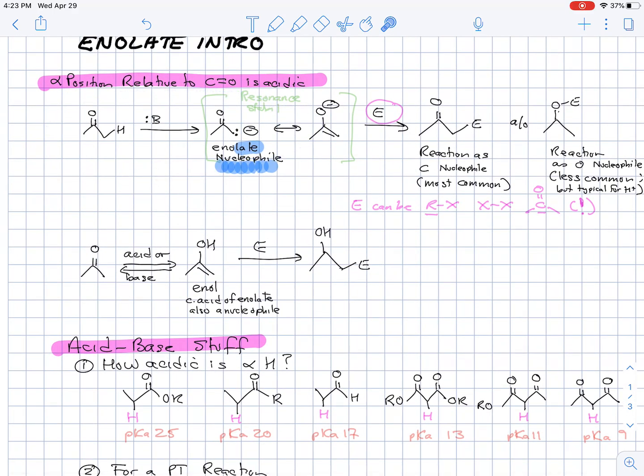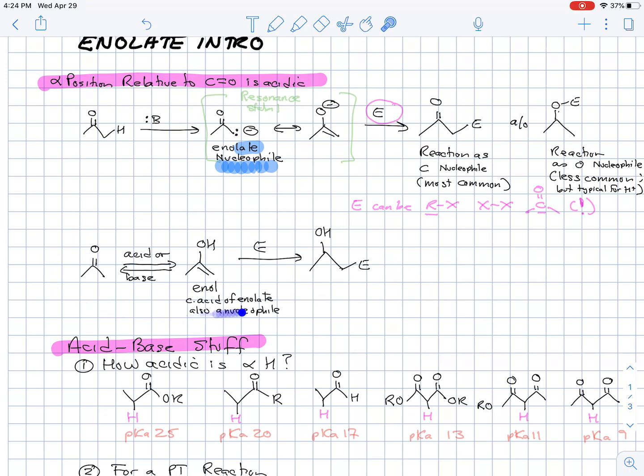So all this happens under basic conditions. Under acidic conditions, or basic conditions, but acid or base, you can form an enol, and you might remember enols from when you learned about the addition of HOH across carbon triple bond carbons, that the initial product that you got was an enol that wasn't stable relative to the ketone form, so you did this tautomerization. Well, it turns out that these enols can also react as nucleophiles, and they'll react with an electrophile to add the electrophile on that alpha carbon.